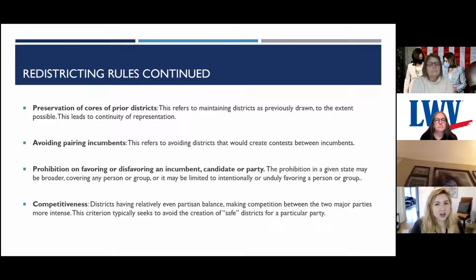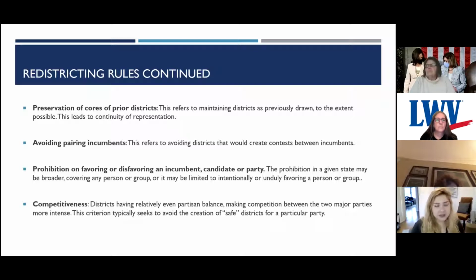Avoiding pairing incumbents is basically we don't want to pin two incumbents against each other. So we don't want to draw a district that is going to have a big overlap on either side of the district so that two incumbents may be running against each other. We also don't want to favor or disfavor a given incumbent candidate or party, which I think is, again, kind of straightforward. And then competitiveness.